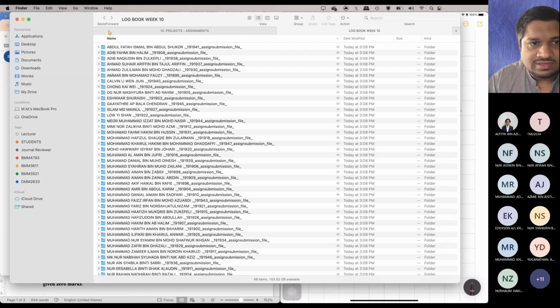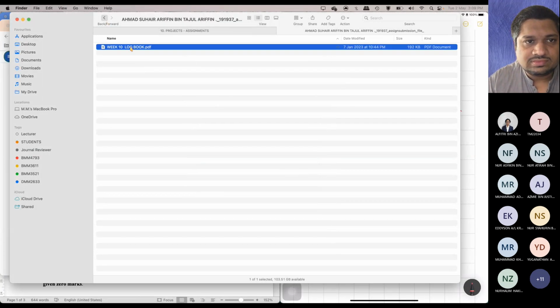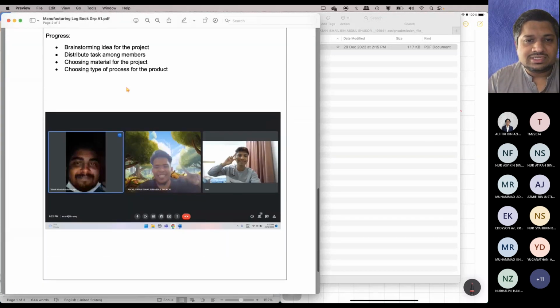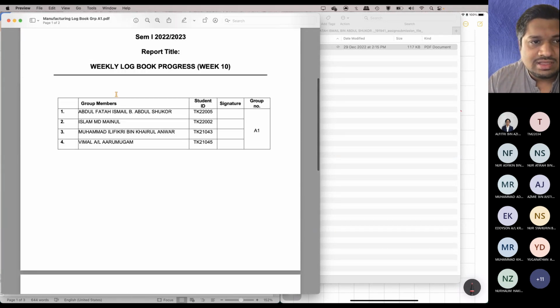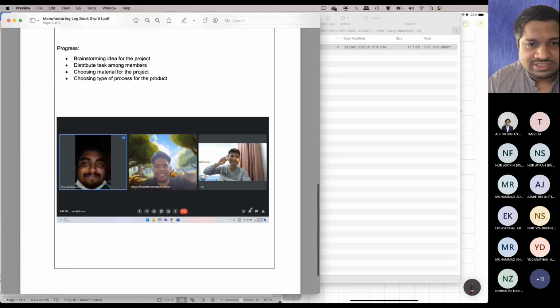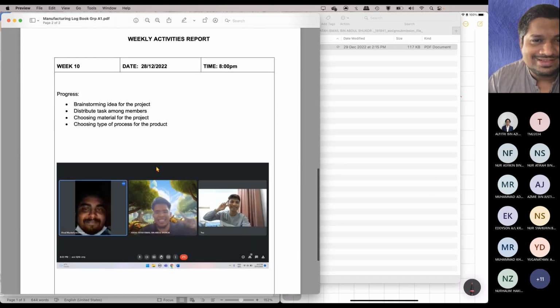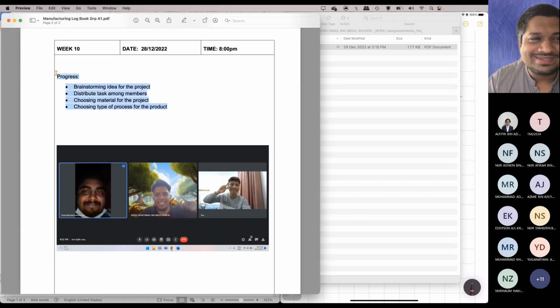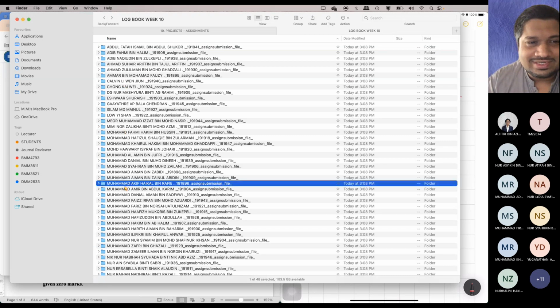Let's take a look at another one. This is an example of a logbook, but it looks like all 4 members are not present. Only 3 members are present. You can see, so this is incorrect. It doesn't look like some constructive work is carried out. So this doesn't look like a nice logbook. No ideas are there. No brainstorming is there. So it doesn't look good.